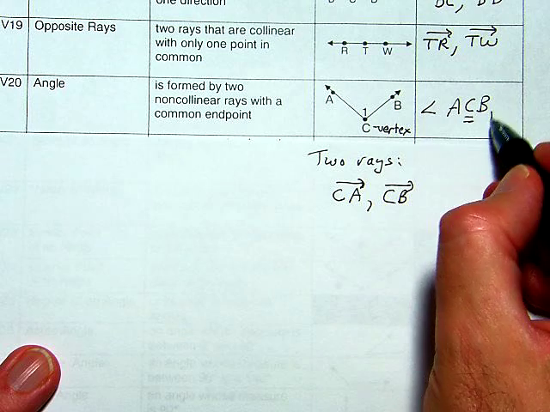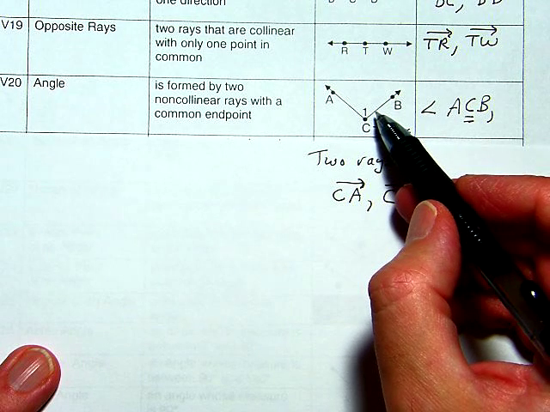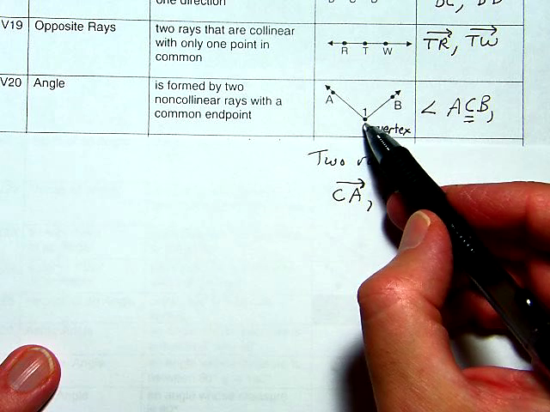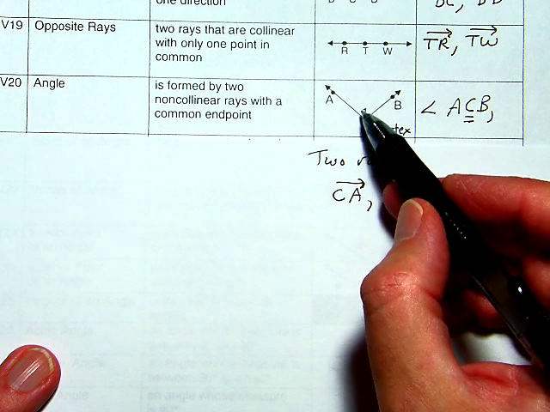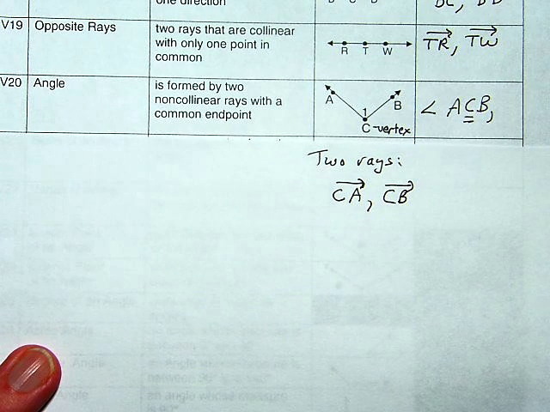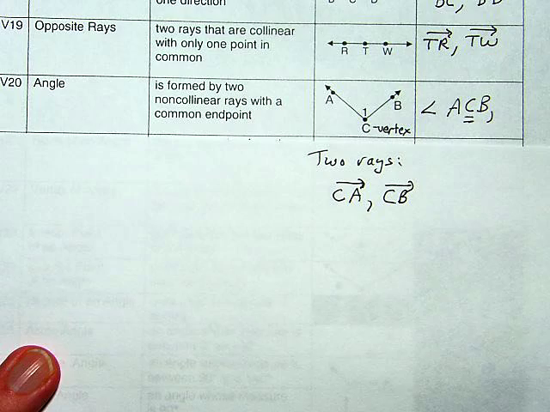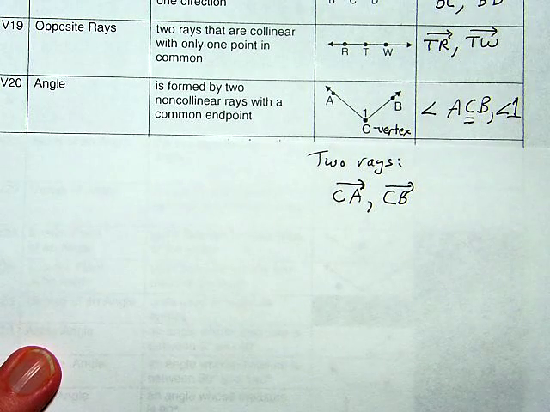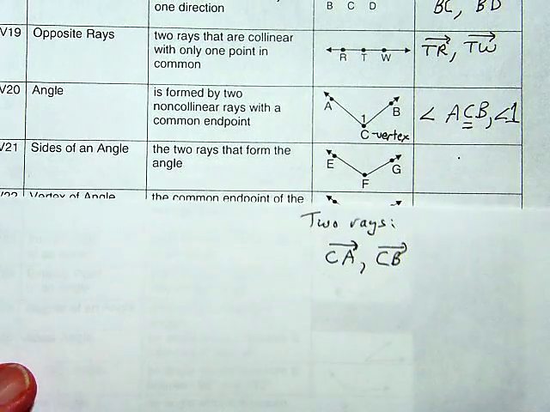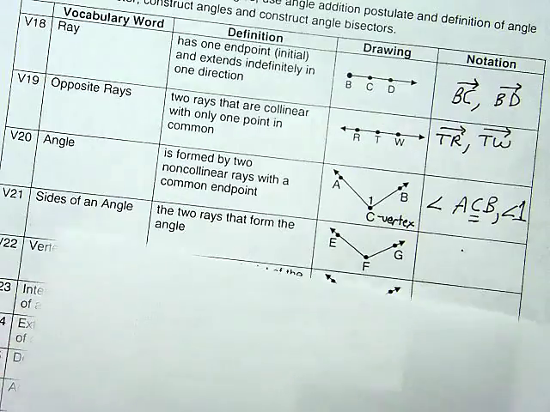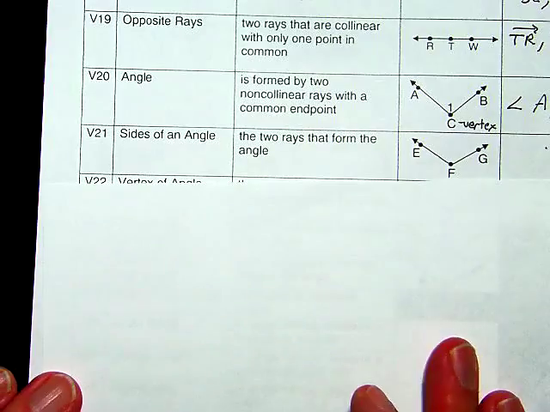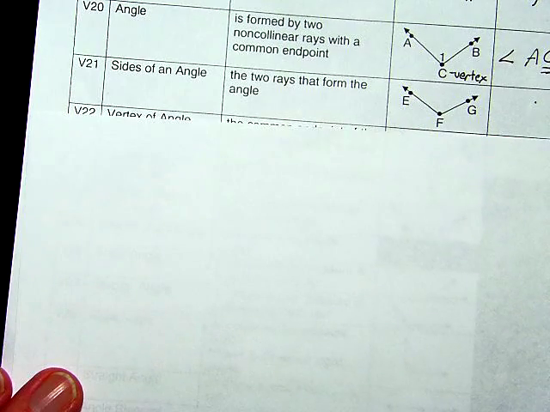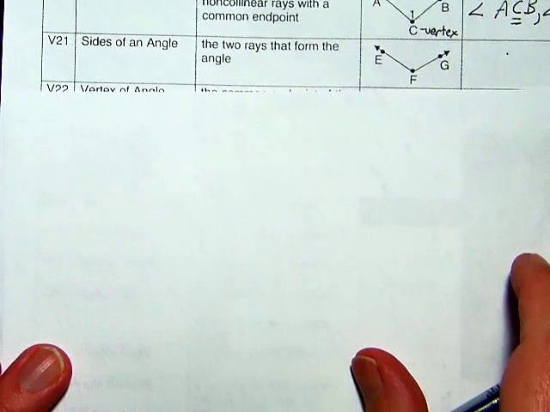In this particular case, we have another name we can call this angle, and that is angle 1, because we have a little number 1 sitting right inside the angle. So we can say that this is also angle 1. Either of those names is fine. So let's review some vocabulary that we've already used in a way. Sides of an angle. We've already made reference to this. Those are the two rays that form the angle.